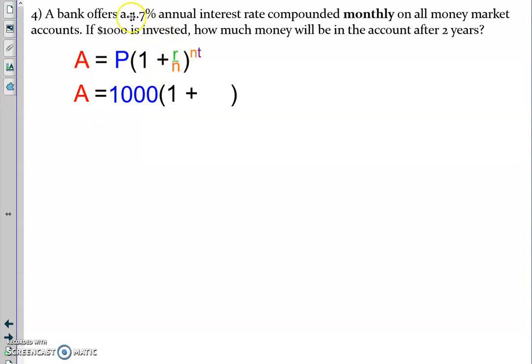I know the interest rate is 4.7%. Again, remember, that is a decimal. Now compounding, this n value. This n value in this case, since we're compounding monthly, is 12, and the time is 2 years. This is a problem I can just dump right in my calculator and get the final amount. Let's try problem number 5.